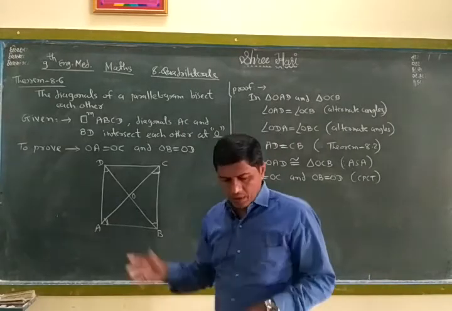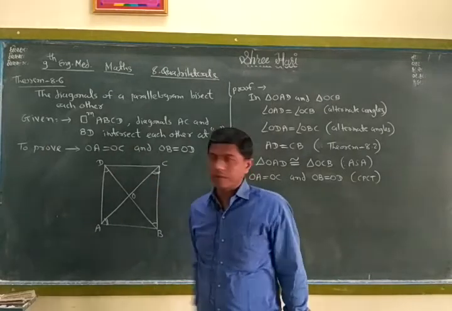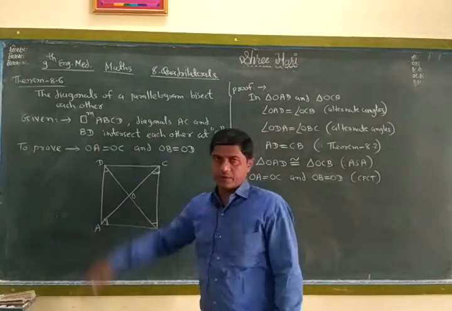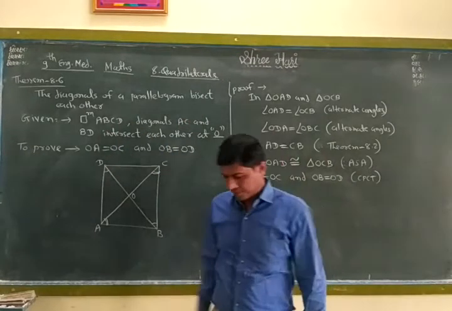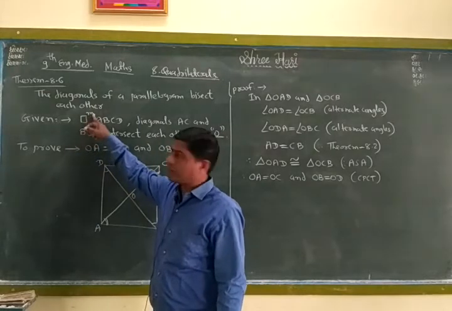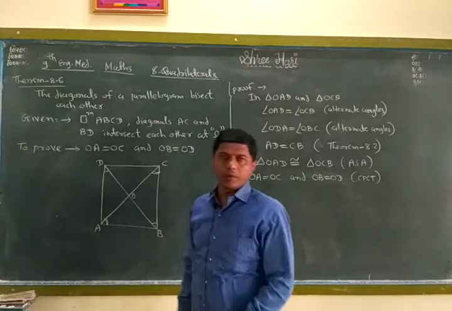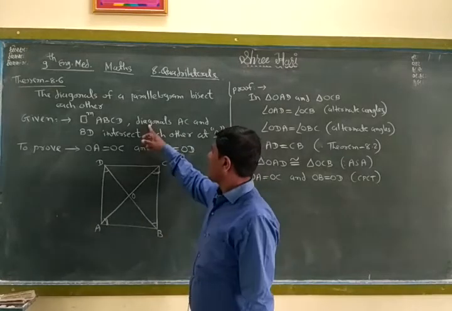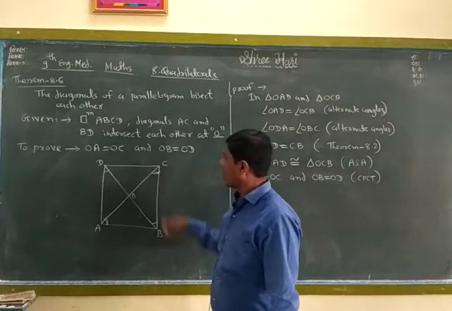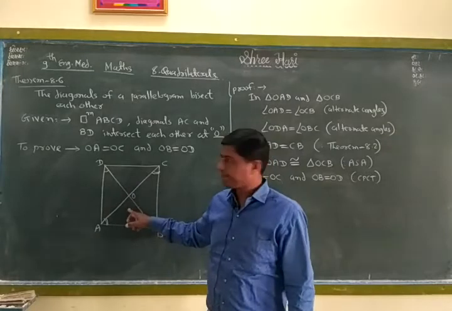Now we see first theorem 8.6. The diagonals of a parallelogram bisect each other. This is the statement given. This is the symbol of the parallelogram ABCD. Diagonals AC and BD both intersect each other at point O.